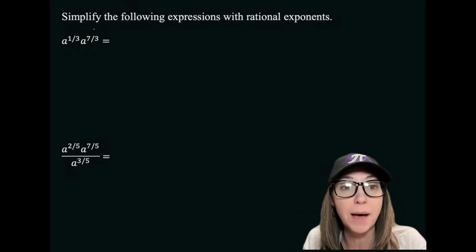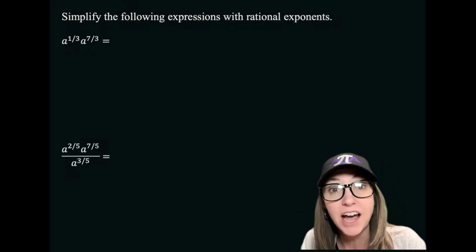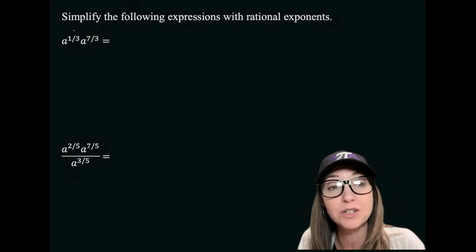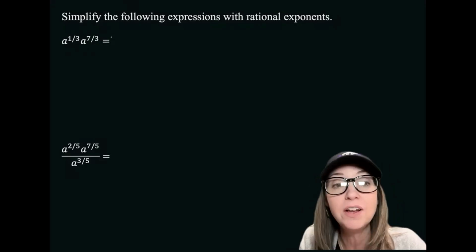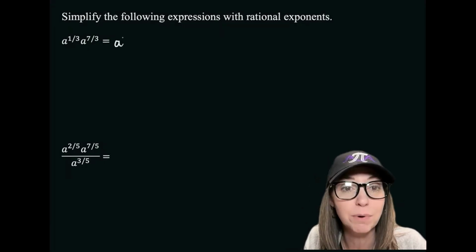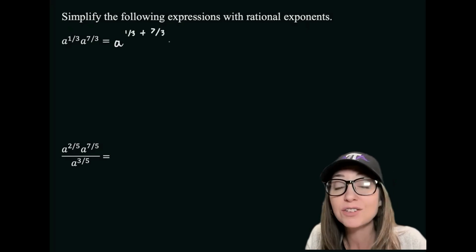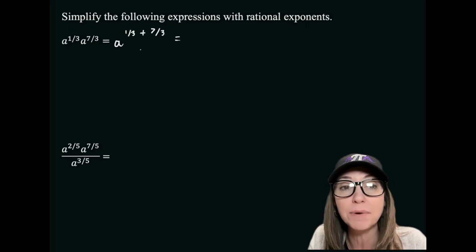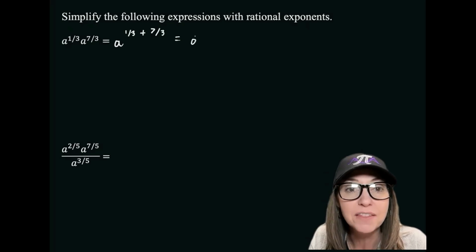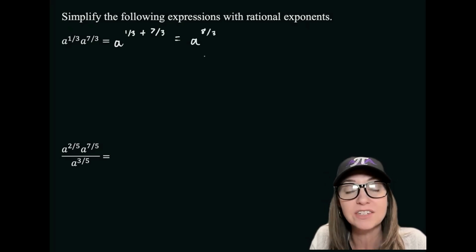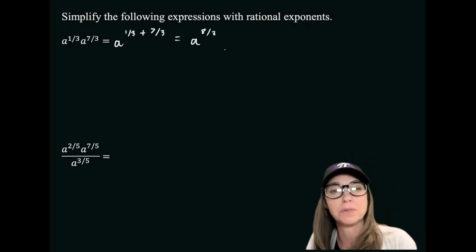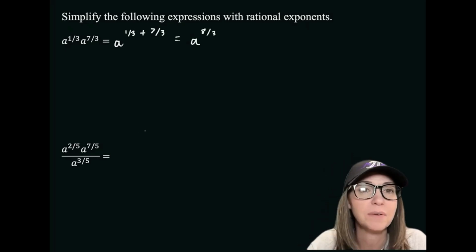With that being, if you have the same base and you are multiplying two factors with different exponents, you're going to add those exponents. So this would be equivalent to a to the 1/3 plus 7/3. Since those already have a common denominator, we can just go ahead and add them. That becomes a to the 8/3. We could leave it just like that, or if you wanted to convert it to a root, you could.